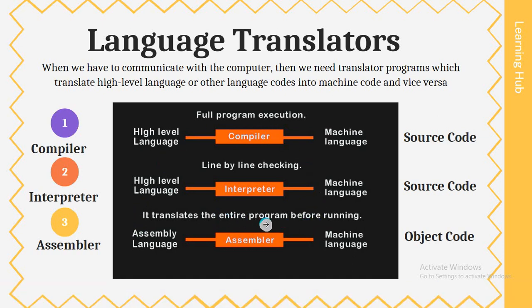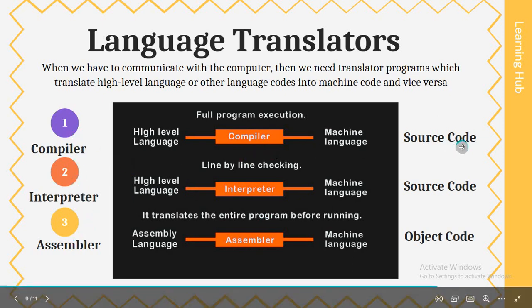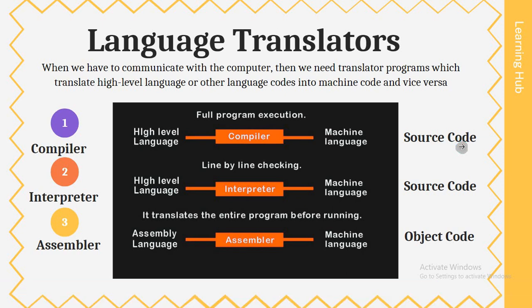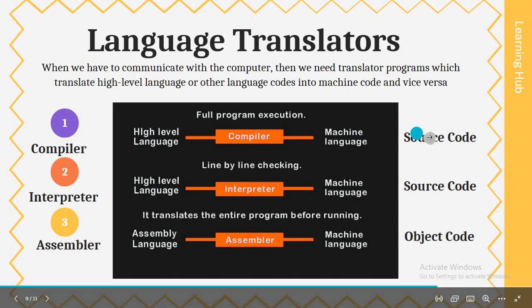It translates the entire program before running. One is the compiler, second is the interpreter, and third is the assembler. A source code. What is the source code? We write the source code. Source code is converted into object code. We write down a source code and convert it into object code. Object code is machine code. Source code is human code.